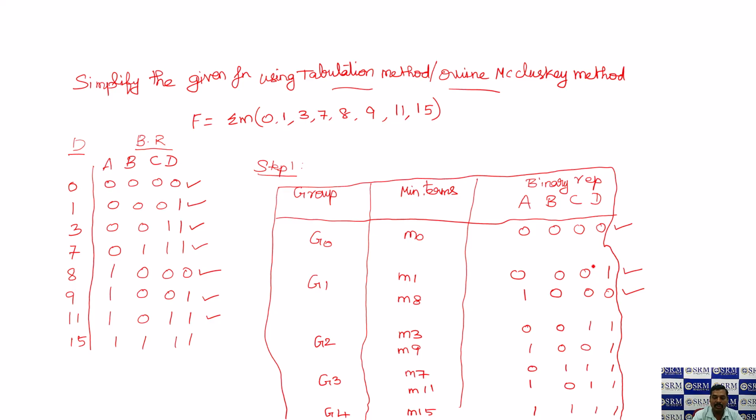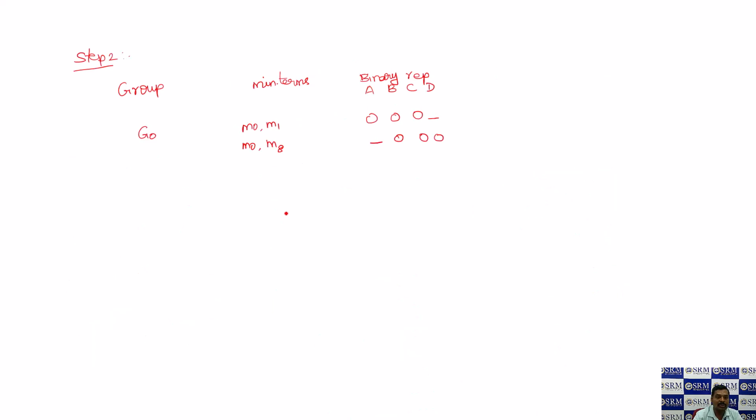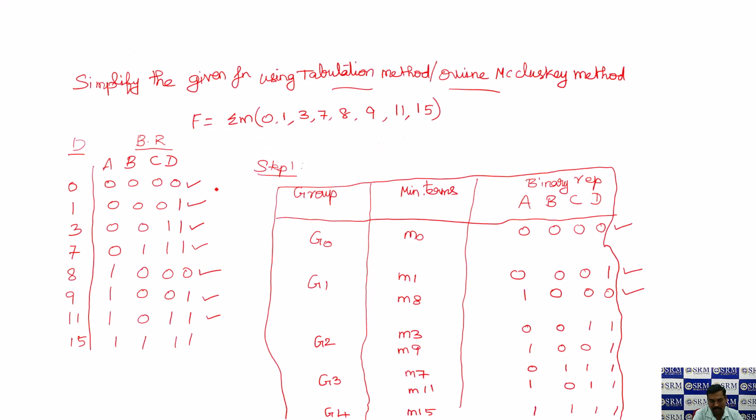So this is now group 1. So how many bits are varying? Only 1 bit was varying in group 0. So M0, M1 are compared, as well as M0, M8 was compared, only 1 bit was varied. Next I am going for group 1, G1. Now G1, go back to previous step. So now this M1 can be compared with M3 as well as M9. Next, M8 can be compared with M3 and M9.